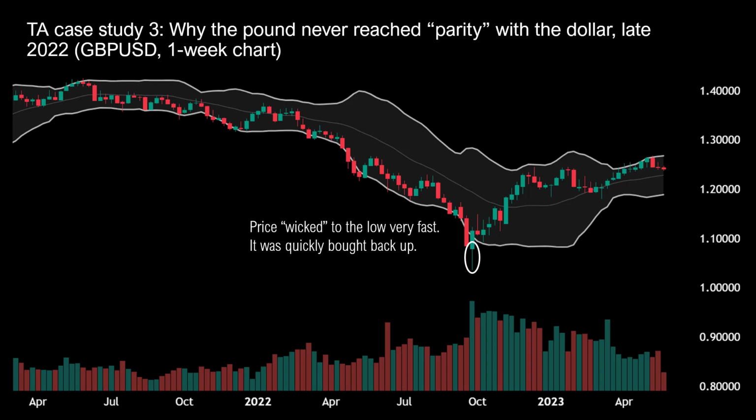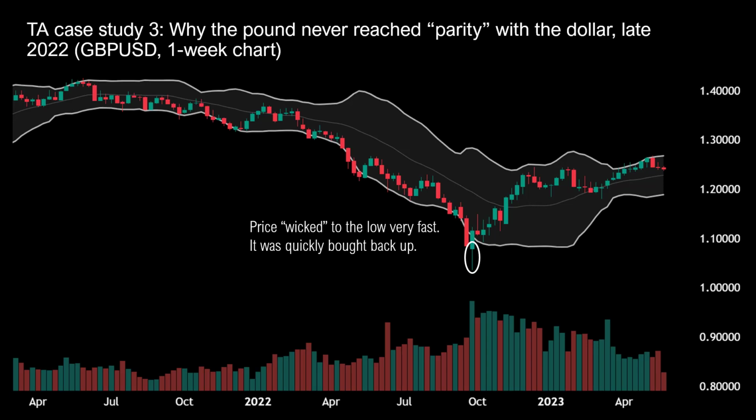The other thing to notice is that the candle closed back inside the Bollinger Bands, as in above the bottom band. Bollinger Bands are extremely useful indicators, and I think one of the best indicators you can use if you really understand them. I'll go over Bollinger Bands in a lot more detail in this course, but for now, just understand that Bollinger Bands are a volatility indicator.